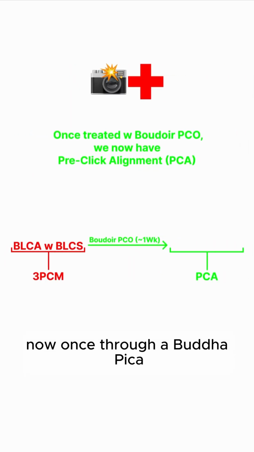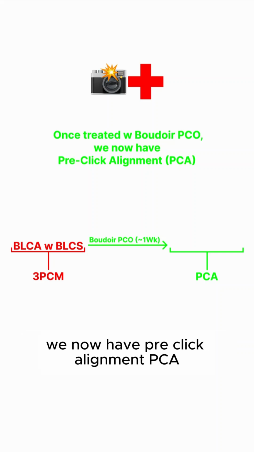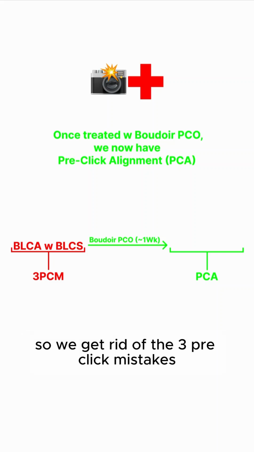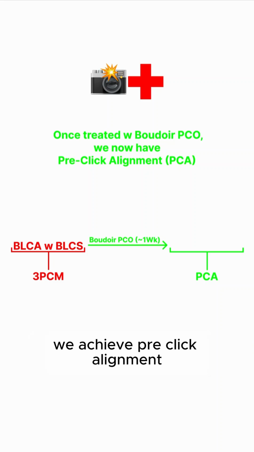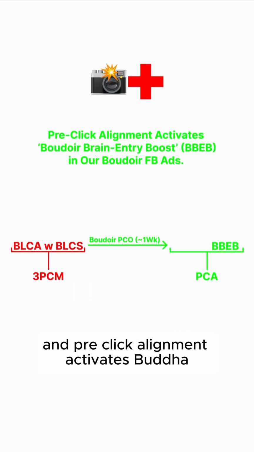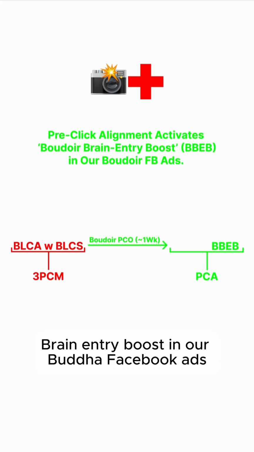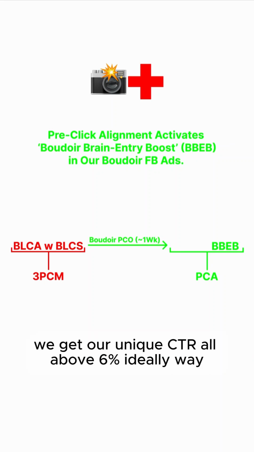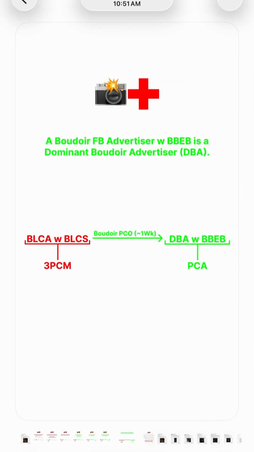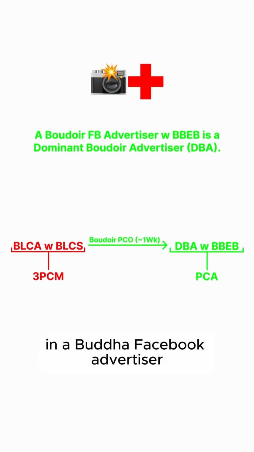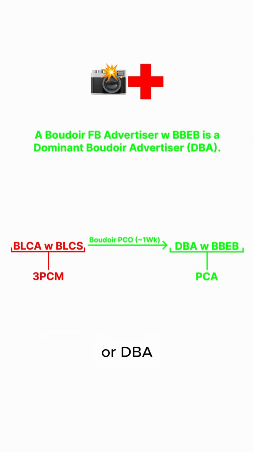Once treated with Boudoir Pico, we now have pre-click alignment, PCA. So we get rid of the 3 pre-click mistakes. We achieve pre-click alignment, and pre-click alignment activates Boudoir brain entry boost in our Boudoir Facebook ads. Basically, we get our unique CTR above 6%, ideally way, way, way above it. And a Boudoir Facebook advertiser with Boudoir brain entry boost is a dominant Boudoir advertiser, a DBA.